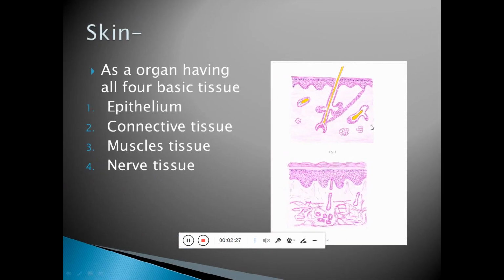Again, this diagram: thin skin, thick skin. As an organ, it has four basic tissues. We have already learned the different types of epithelium. So here, which type of epithelium is this? Epithelia means covering of any solid organs or lining epithelium of hollow organs. Here the most outer covering of skin is epithelium, also known as epidermis. Its particular name here is epidermis, and the part below the epithelium is known as dermis.